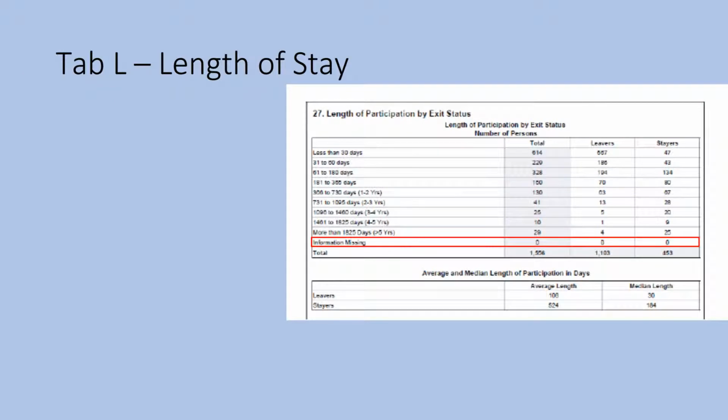Tab L shows length of stay for leavers and stayers and breaks the duration of stay into ranges. Length of stay values are always shown in number of days. If you have clients who have been in the program for more than 1 year, you need to complete an interim review for each client within 30 days previous to the 1-year anniversary, even if no data has changed. For example, if a client entered the program on December 1, 2014, you should do an annual assessment sometime between November 1 to November 30, 2015.